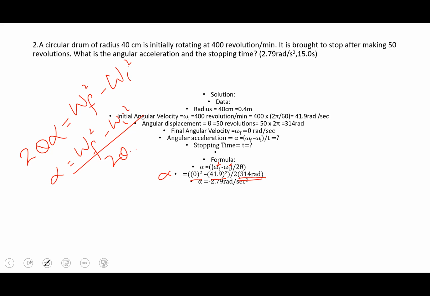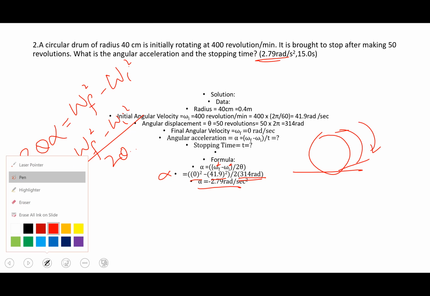Now if we continue, alpha will be equal to minus 2.79 radian per second squared. What does the minus sign signify over here? That means it is decreasing as the drum is rotating. It is basically decreasing in speed. That is why the negative sign is there.